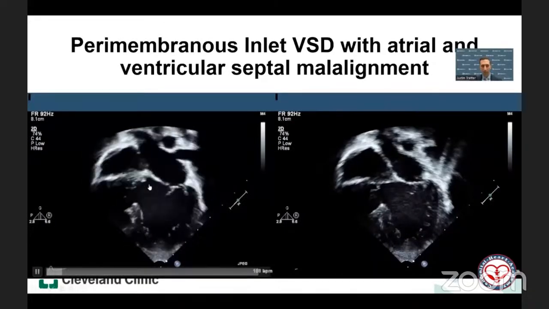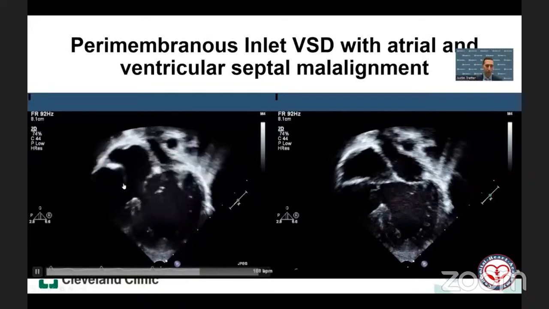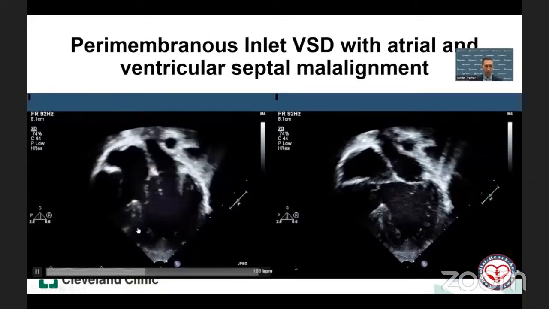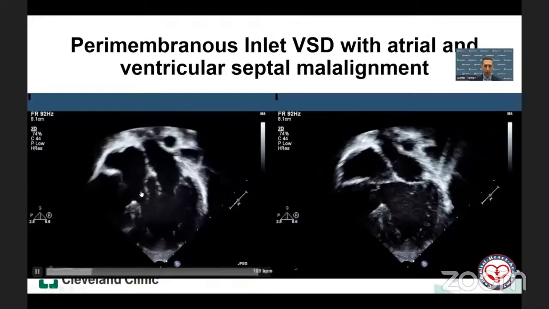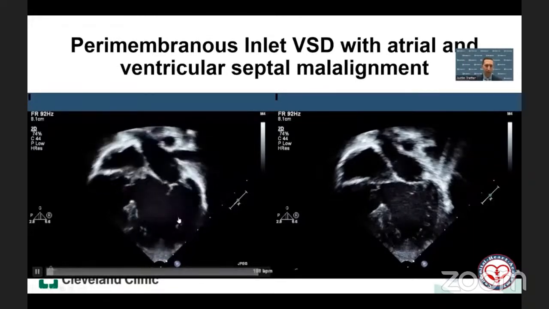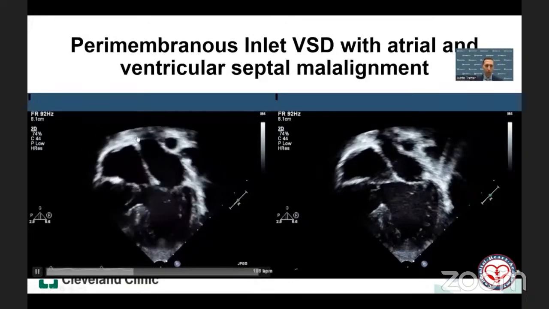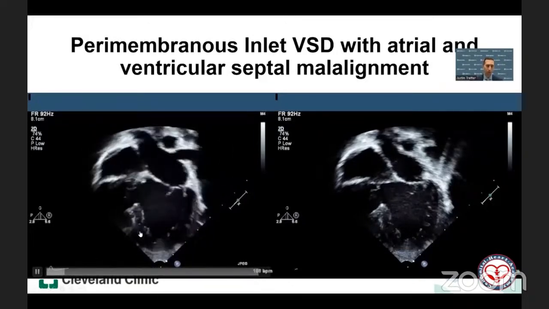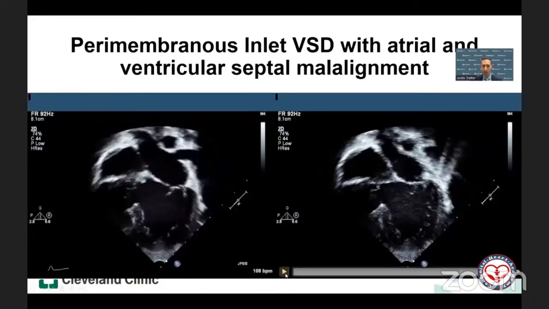So this is perimembranous. It's very clear from this view that it opens into the inlet of the right ventricle. There's override of the tricuspid valve over the crest of the ventricular septum. And although not shown well in these images, there's also straddling with chordal attachments of the tricuspid valve over into the left ventricle. And importantly, if we look at the plane of the atrial and ventricular septum, they're very clearly malaligned.